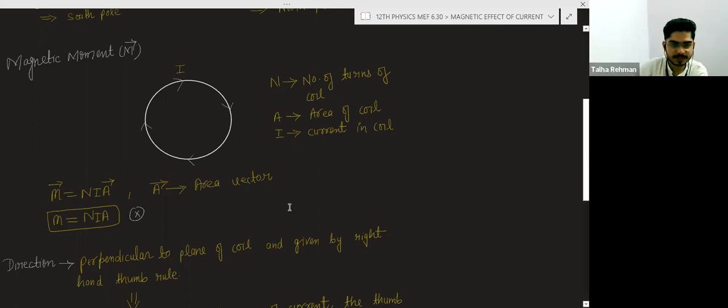This cross represents the inward direction of the magnetic moment given by the right hand thumb rule.